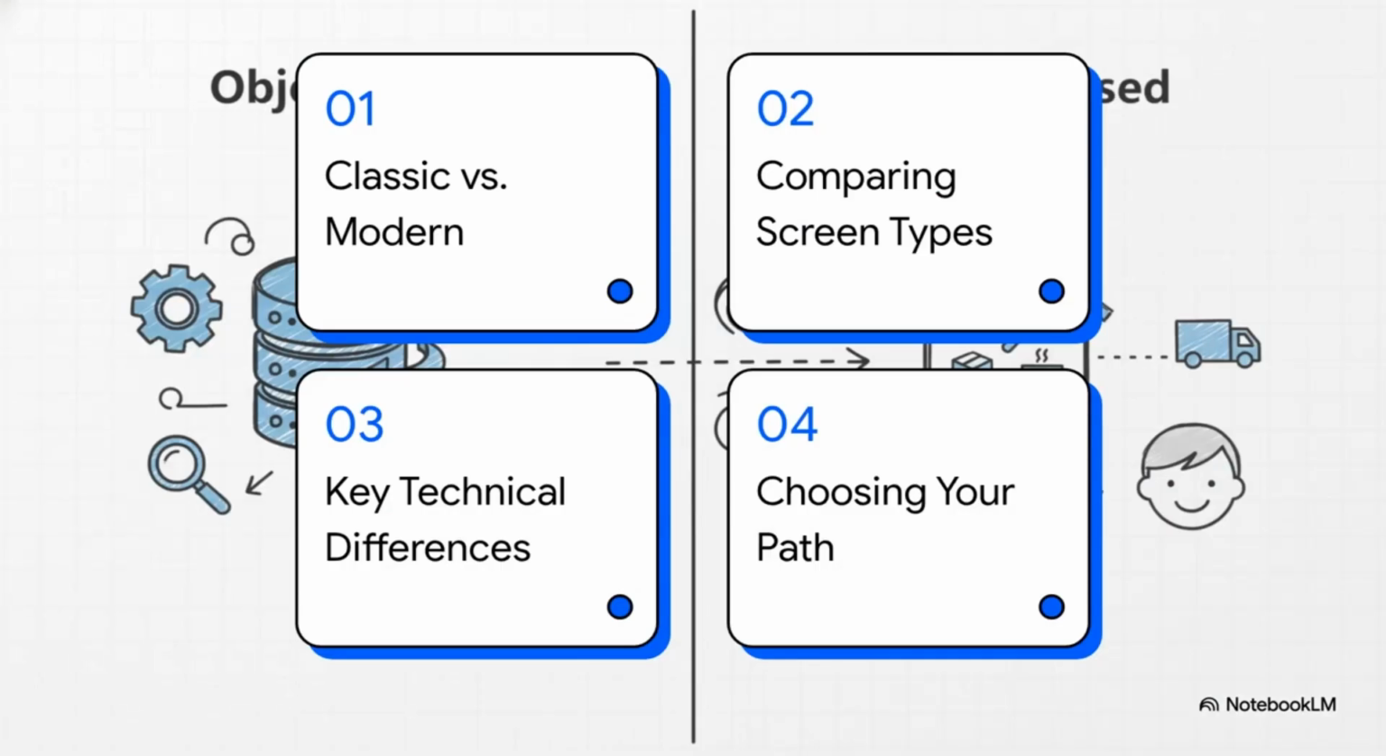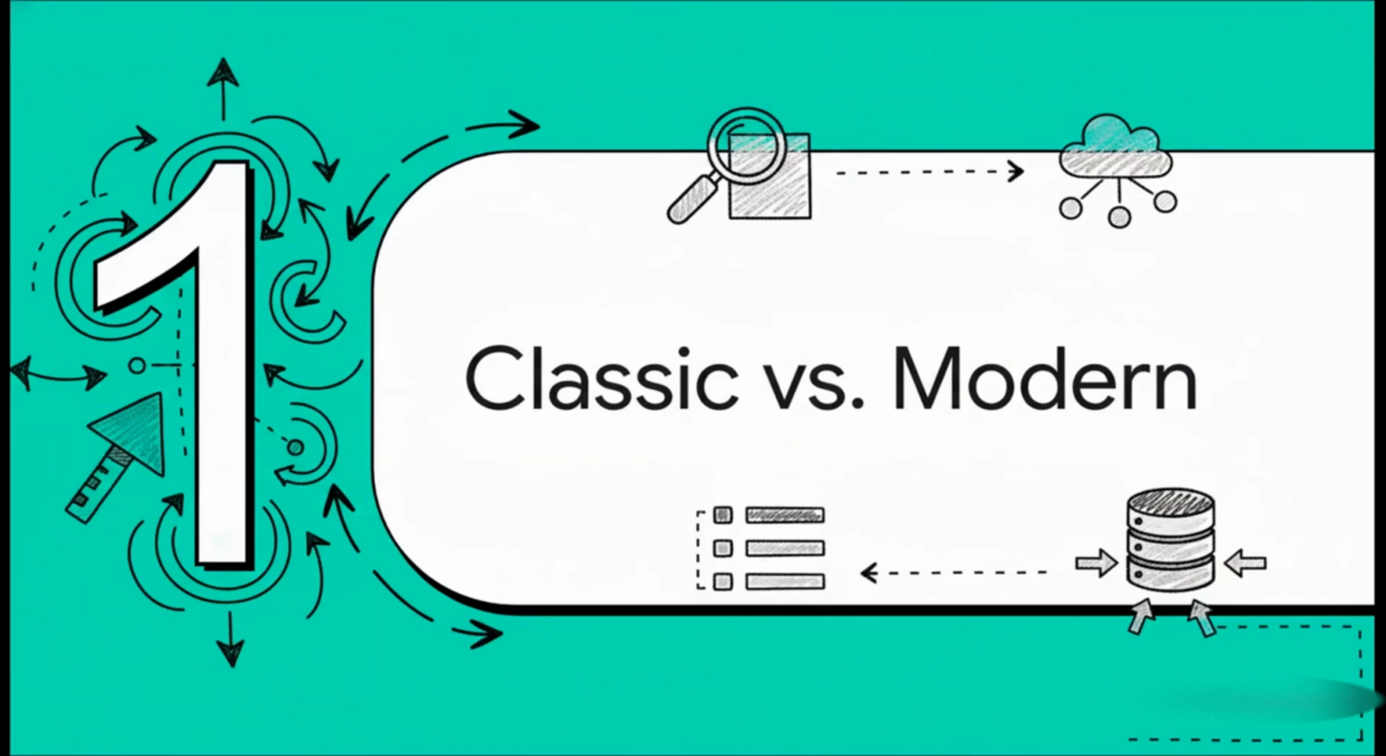Here's how we're going to tackle this. First, we'll compare the two big ideas. Then we'll get into the weeds a bit, looking at the specific screen types or floor plans that each one creates. After that, we'll talk about the really crucial technical differences that you, as a developer, need to know. And finally, we'll wrap up with a clear guide on how to choose your path. Okay, so let's start with the 10,000-foot view.